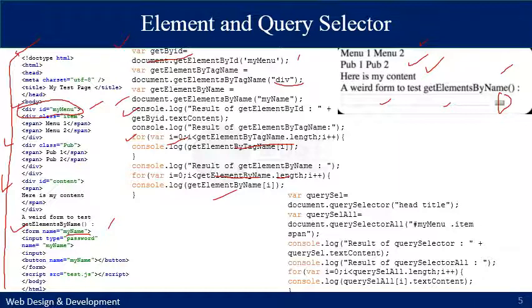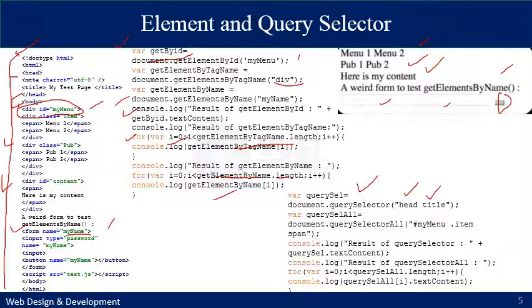This example shows the selection of elements using a query selector. First example shows that the document.query selector is used, and the CSS selector head and title is specified. So in this example we have the name of tags known as head and title, and the first elements will be selected called head and title.